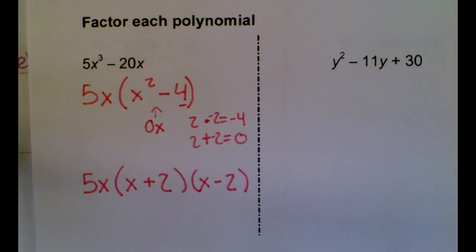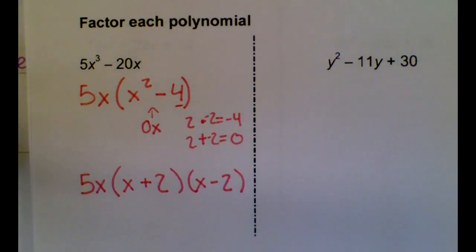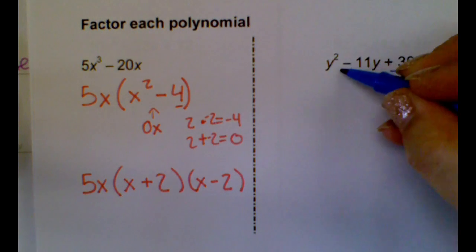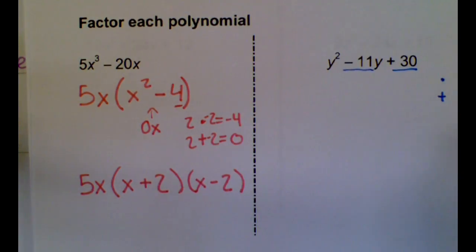For this other one, y squared minus 11y plus 30. All right, I don't have a GCF to take out, so I don't have to worry about that. I need two numbers that multiply to give me 30 and add to give me negative 11.